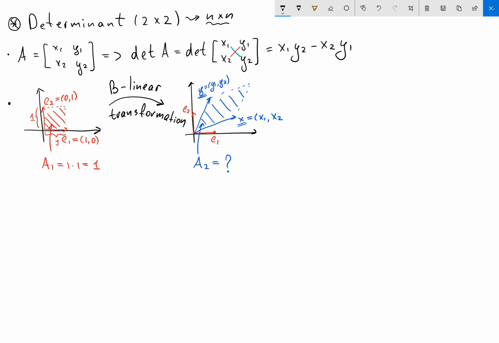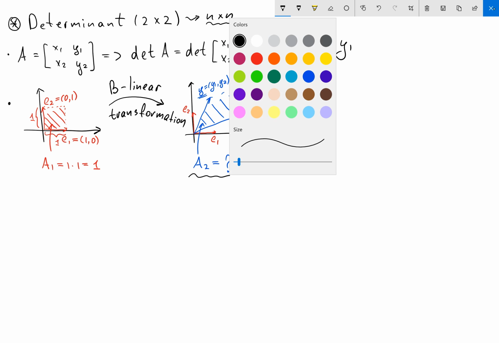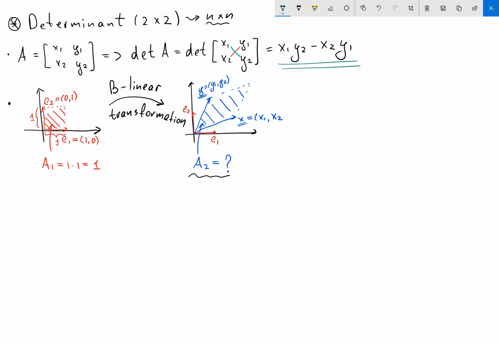The coolest part about this topic is that by finding A2, we're going to get the notion of our determinant. We're going to find that our area is actually equal to this expression. So what is the determinant? The determinant is how the area of this square is going to change under linear transformation. Basically we're looking for the difference between this area and this area. So let's find the value of area A2.